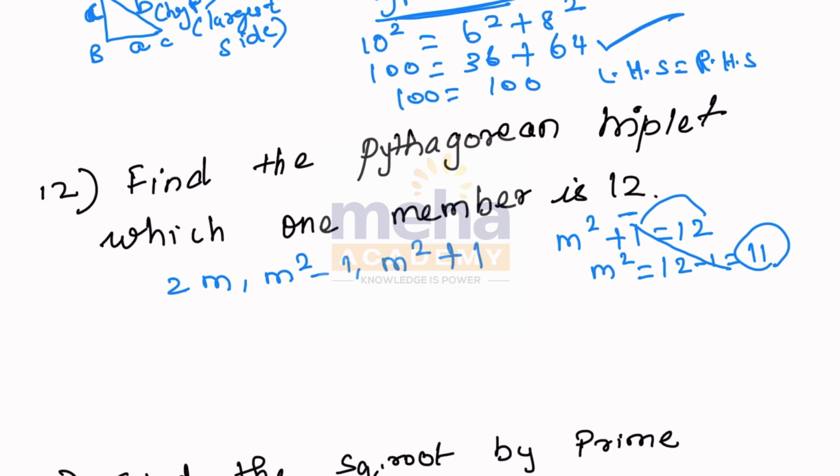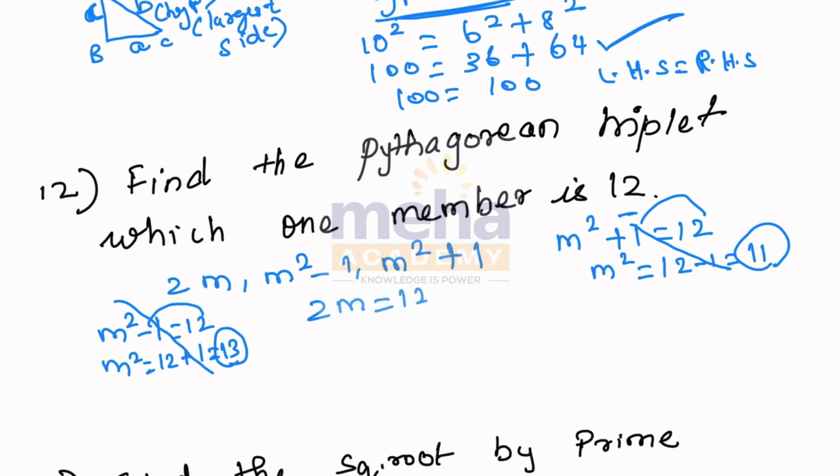Then I will try using m square minus 1 is equal to 12. M square will be equal to 12, and the minus 1 goes to the other side and becomes plus 1. So I get 13. Even here m square is equal to 13, which is not a whole number, so I can't use this. So the option is 2m is equal to 12. M is equal to 12 over 2, that is equal to 6. So m is equal to 6.